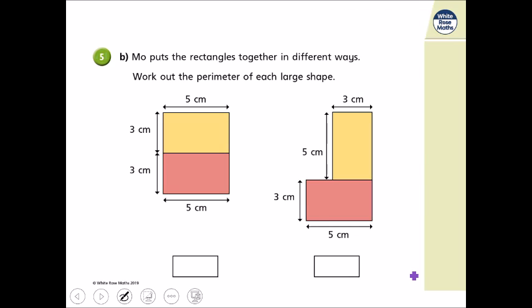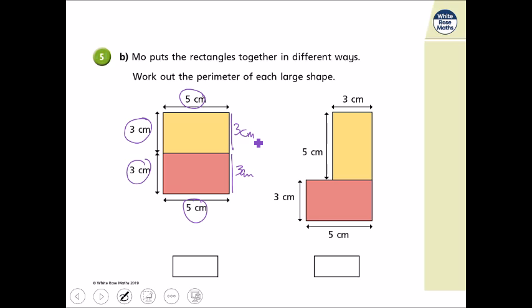5b, Mo puts the 2 rectangles together in different ways. Work out the perimeter of each large shape. Ah, that's a good question. Yeah, I like that a lot. So, 5 centimetres, good. So this side is 3, this side is 3, this side is 5, this side is 3 centimetres, this side up here is also 3 centimetres. So now all we have to do is add up all the sides.